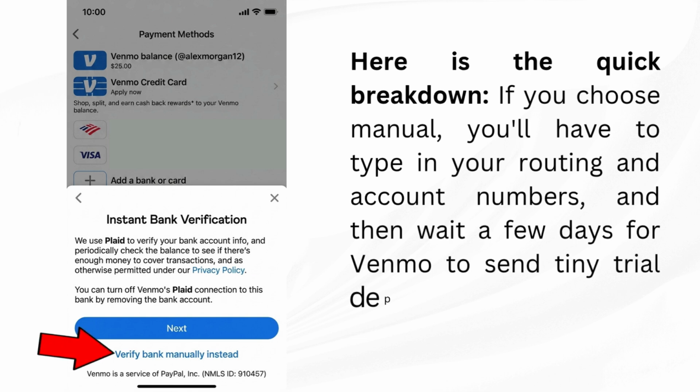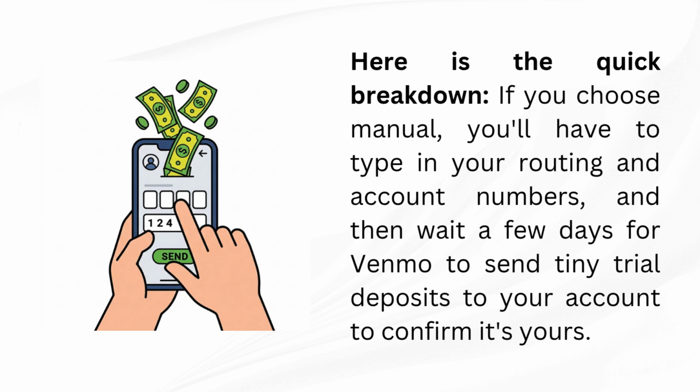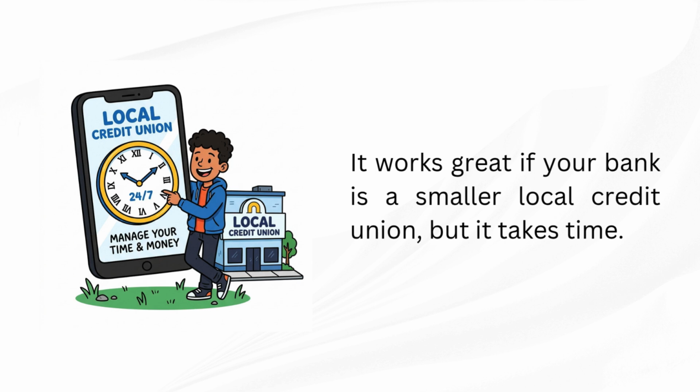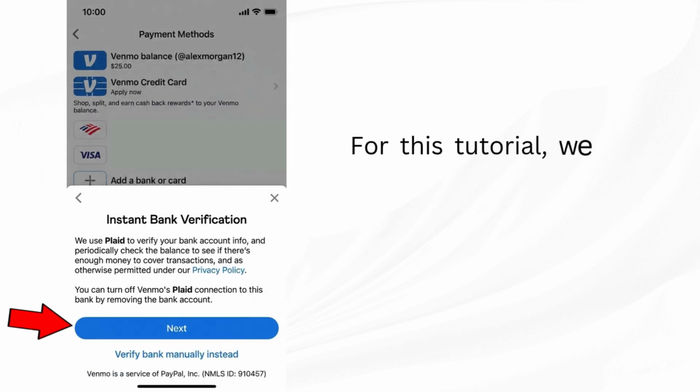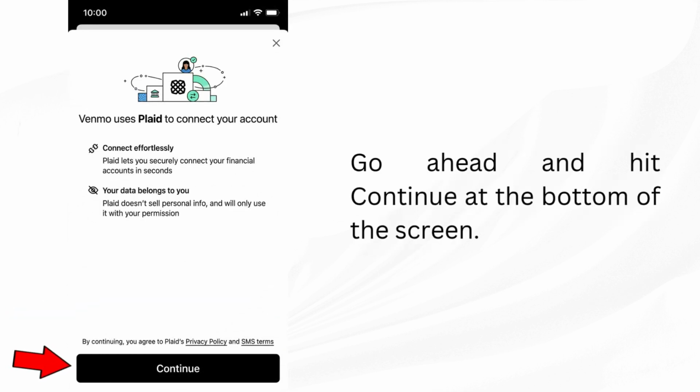Here's the quick breakdown. If you choose manual, you'll have to type in your routing and account numbers and then wait a few days for Venmo to send tiny trial deposits to your account to confirm it's yours. It works great if your bank is a smaller local credit union, but it takes time. For this tutorial, we want it done right now, so we're going to tap Next to do it instantly. Go ahead and hit Continue at the bottom of the screen.